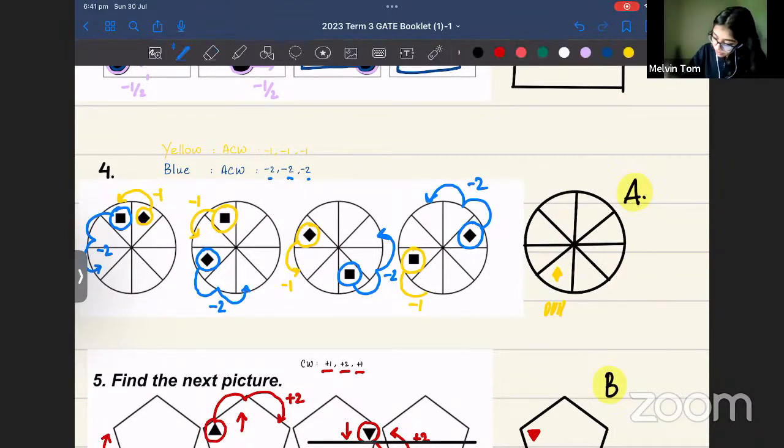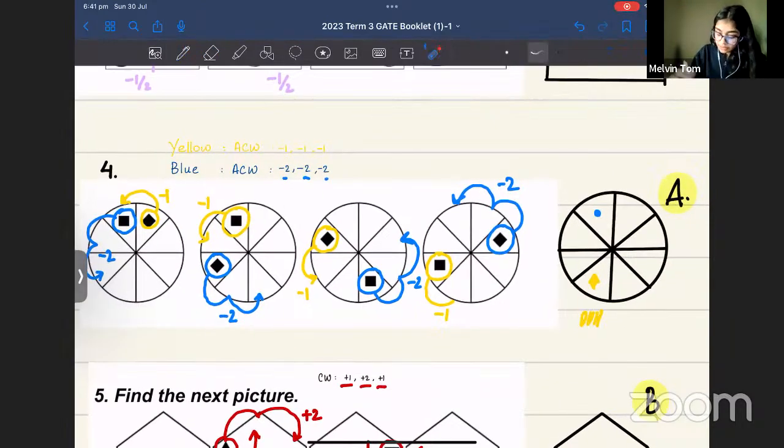Let's put this a circle now. In the first image, this is a square, this is a diamond, this is a square, this is a diamond. So the next one will obviously be a square. Okay. Clear? That is why this is option A.